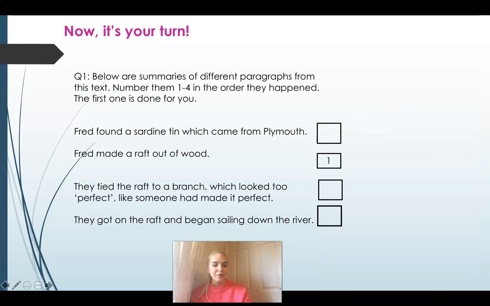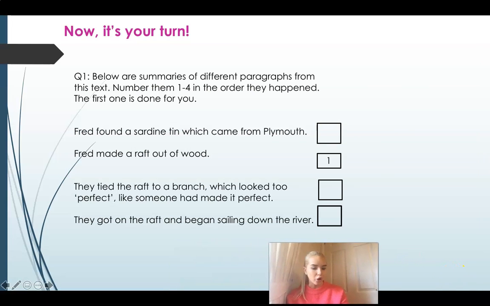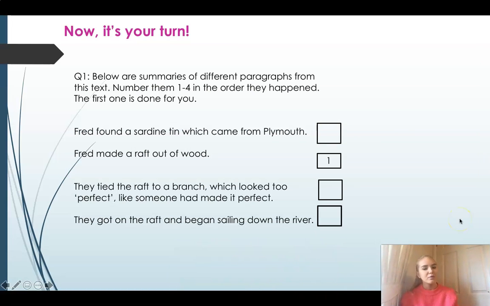Okay, I've got one more for you here, and I want you to have a go at this one on your own. So I've got some summaries from different paragraphs from this text so far. I want you to number them 1 to 4 in the order that they happen, so chronological order. Number 1 is done for you. So pause the video now and work your way through these, please. 1 to 4, what happened first, then what happened, and then what finally happened. Pause the video and have a go, please.